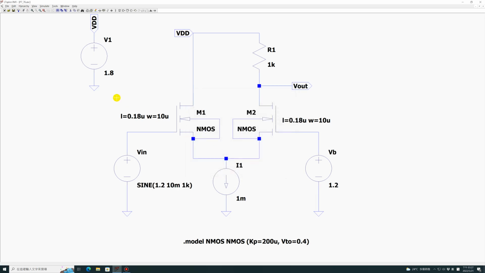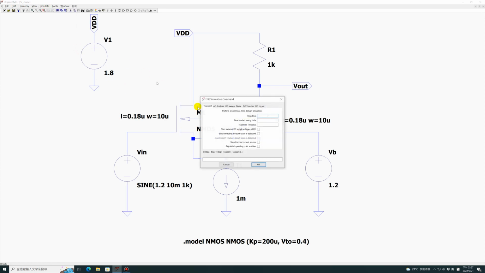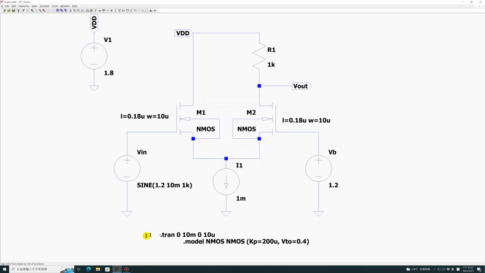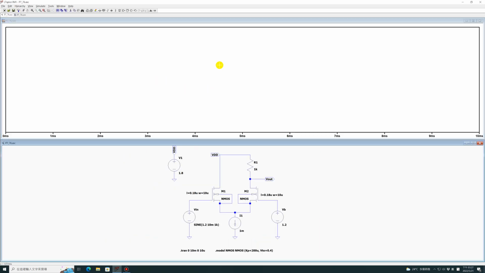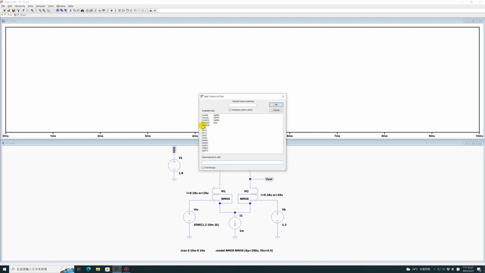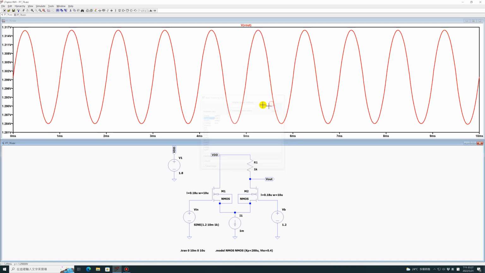Okay, and now we can do the sinusoidal simulation. So we do the transient with 10 milliseconds for 10 cycles, and for the time step I use 10 microseconds. Now I can do the simulations. Let's run it and look at the output. Okay, that's the Vout.